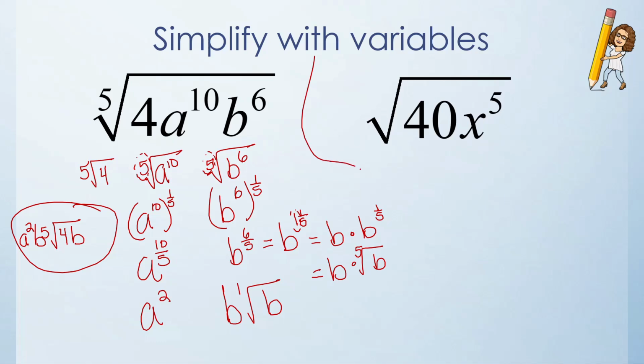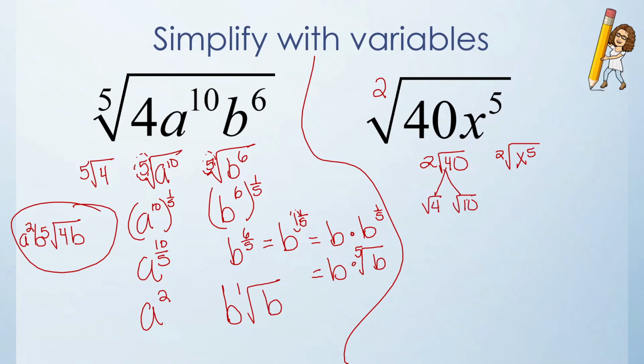Okay, let's try the next one. Notice no index, so we're going to put a little 2 there so we don't get confused. I want to break it into 2 pieces. So we got the square root of 40 and the square root of x to the 5th. Break down the square root of 40. That one's an easy one, right?